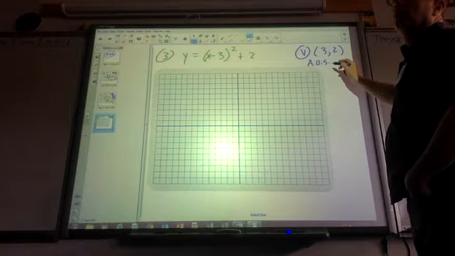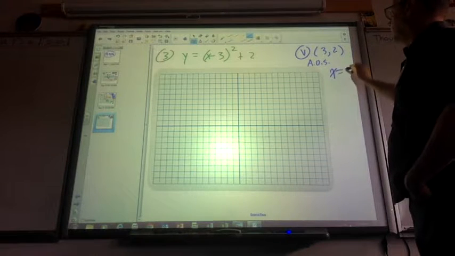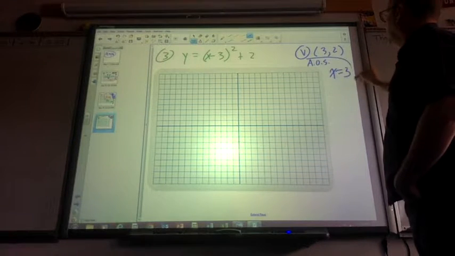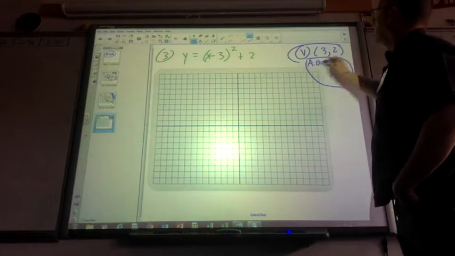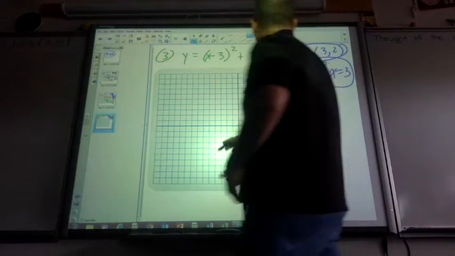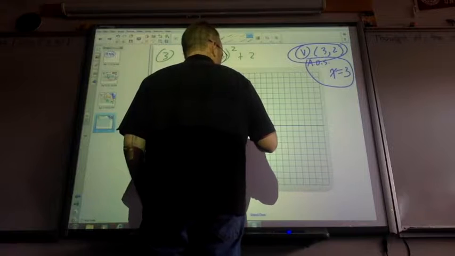Almost. x equals 3. Don't forget the x equals. You'll lose a point if you do that. Okay, there's the vertex and axis of symmetry. So 3, 2. 3, up 2.